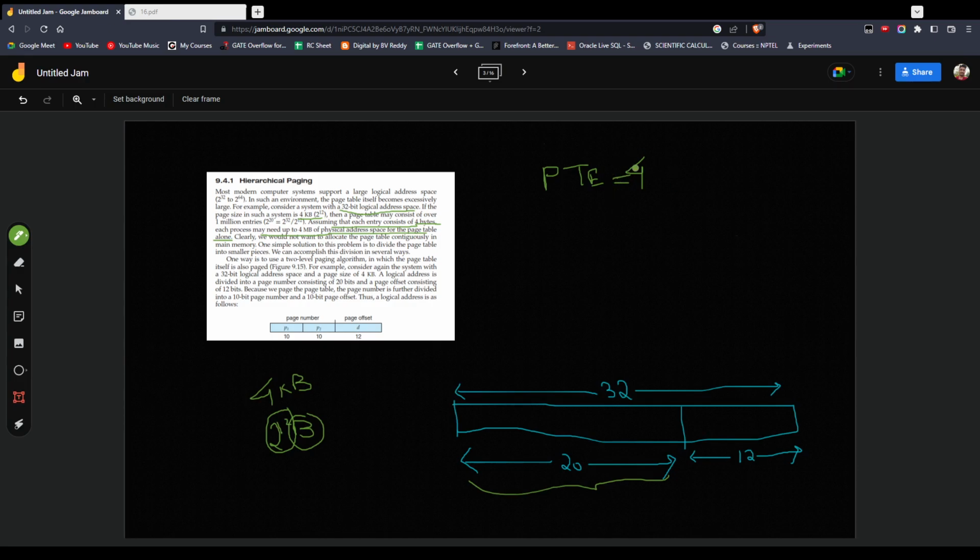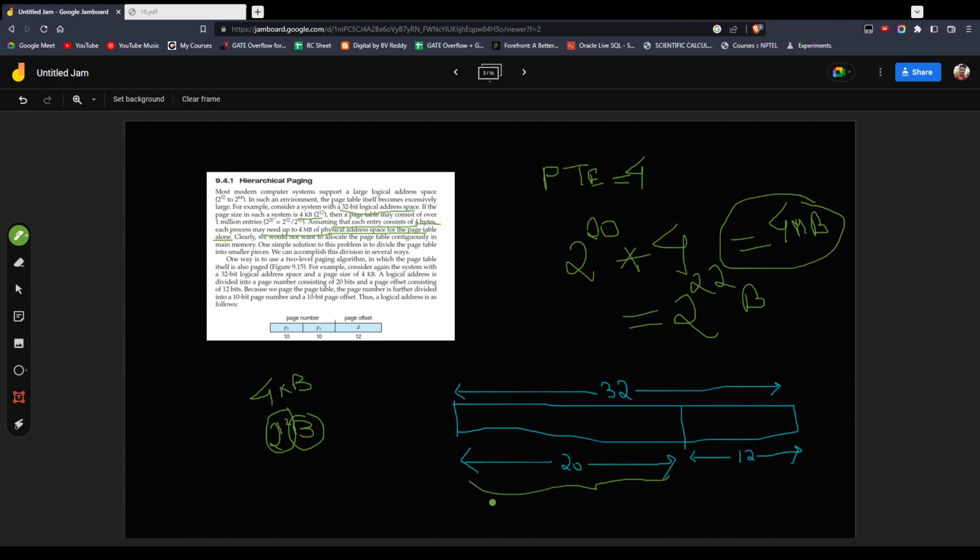So it is given in this question, and 4 bytes multiplied by 2 power 20, because these are the number of pages that you have, will give me 2 power 22 bytes. You can calculate it also from here, that is 4 megabytes. So 4 MB is the size of this page table that I have to maintain, and this is a flat level page table. So what is the difference between a flat level page table and a multi-level page table?